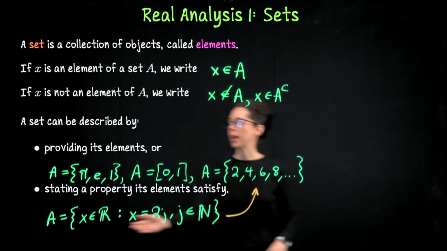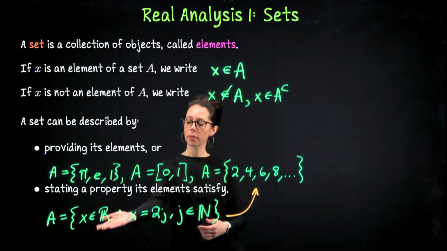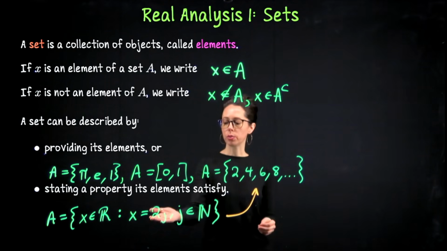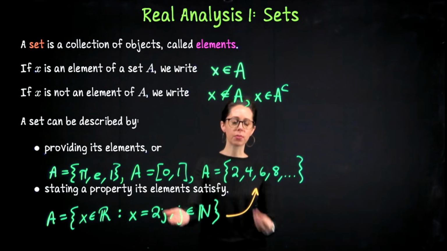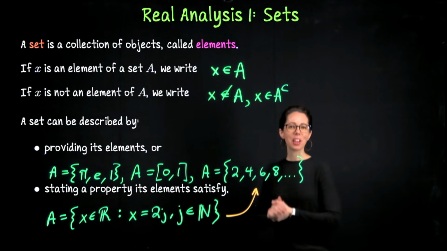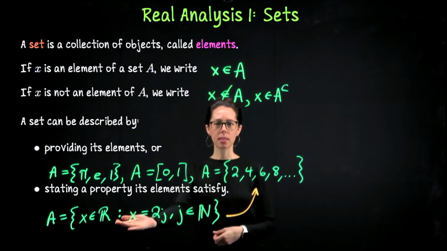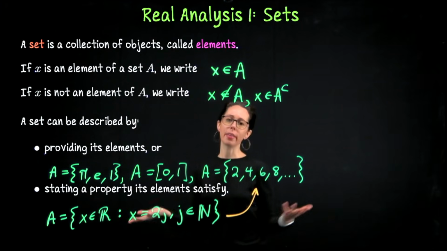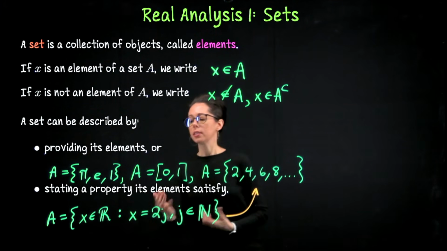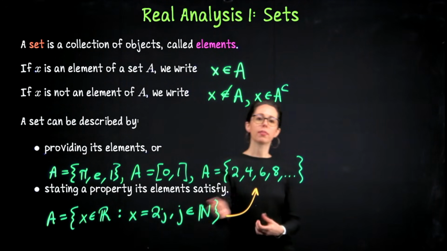So I'm saying that the set A consists of the elements which are real numbers, which can be expressed as twice a counting number. So 2 times 1, 2 times 2, 2 times 3, 2 times 4, that's going to return us this set. And that's really all I wanted to say about how you write down a set. I typically use this colon symbol to mean such that, but you might see a vertical bar there instead. It's the same thing. So you could say x is a real number, vertical bar, such that x can be written as twice j, where j is one of the natural numbers.